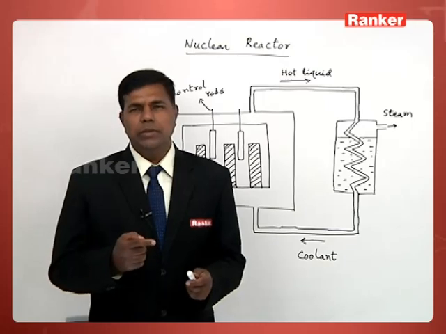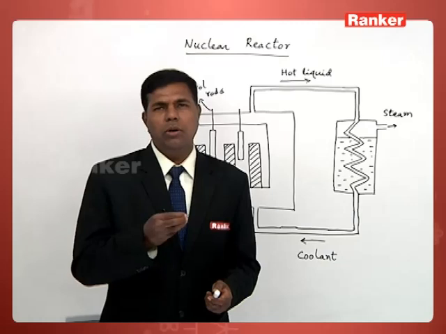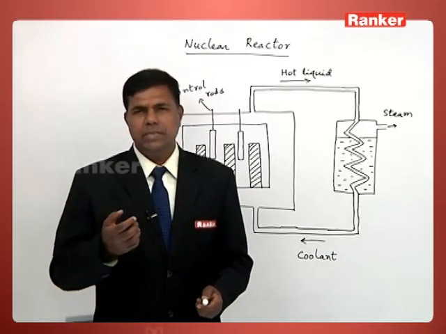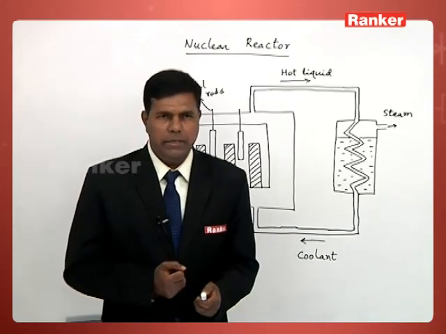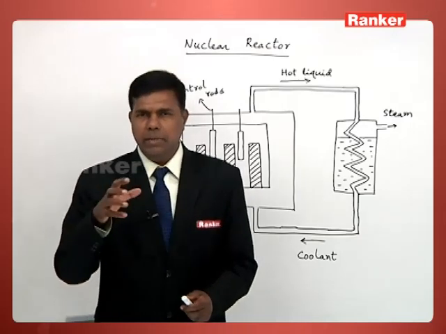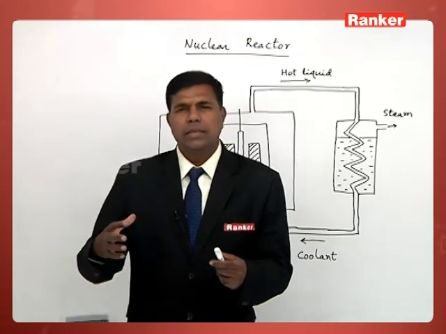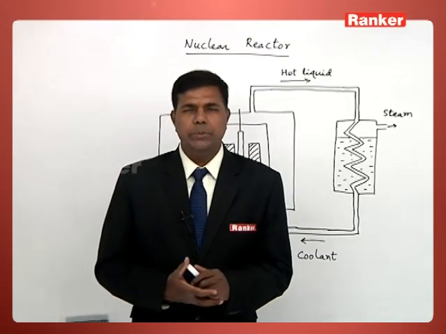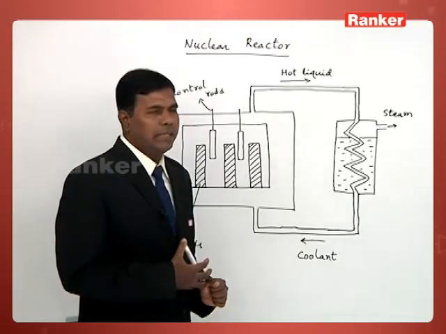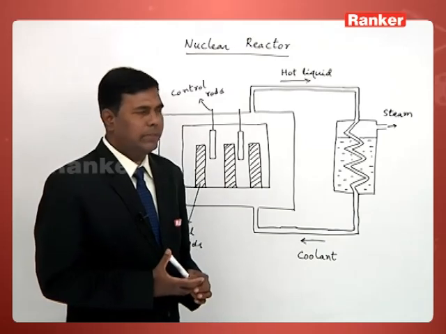When a fast moving neutron passes through this heavy water, it collides with the molecules of heavy water and slows down. So by the time it emerges out of the heavy water, that is the moderator, the neutron is slowed down to thermal energies so that it can be easily captured by another uranium nucleus, and so that the fission process continues. That is the purpose of the moderator in the nuclear reactor. Generally heavy water or graphite are used as moderators.